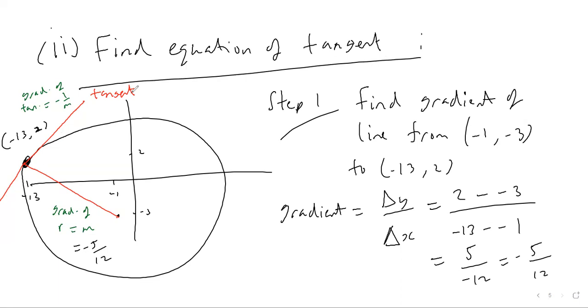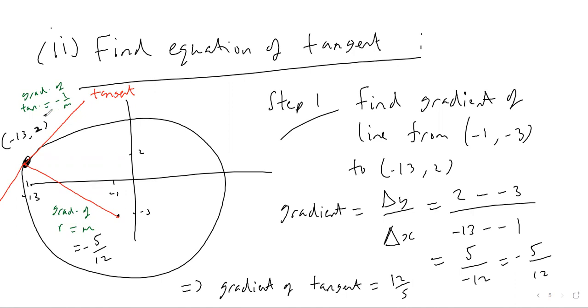So how about the gradient of the tangent? Again, this is our negative reciprocal. So flip the fraction upside down and negate the sign. So the gradient of the tangent, the negative reciprocal, must be positive 12/5. So positive 12/5 as our gradient up there.